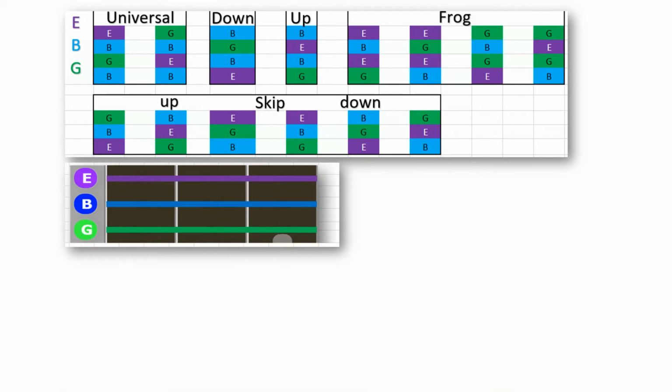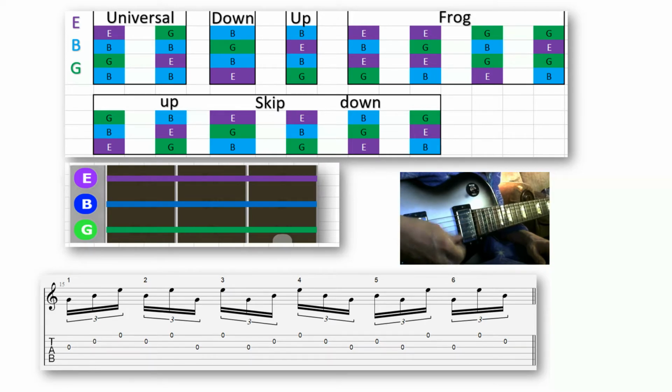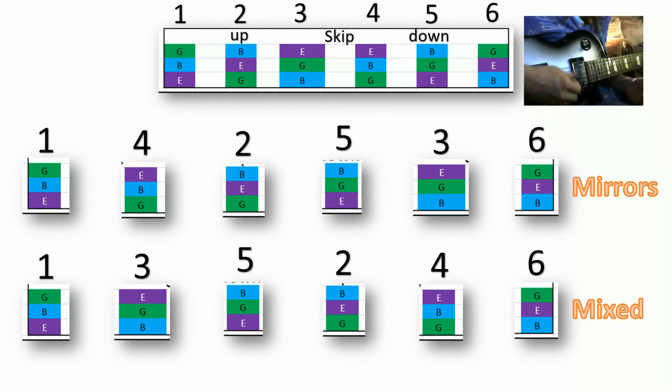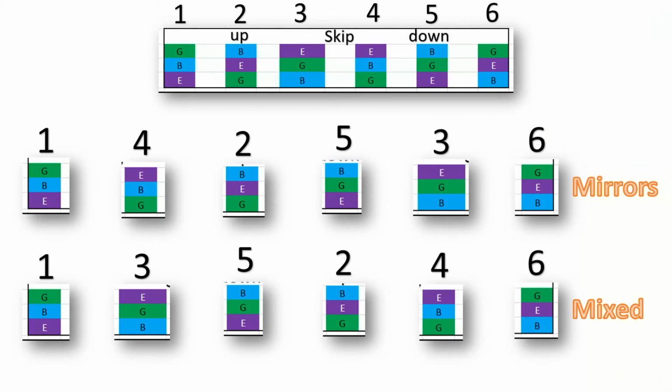After I was familiar with each of these 3-note patterns, I started finding ways to glue them together. The first obvious choice was playing them in order, which creates this interesting pattern. Next, I grouped the mirrors of each pattern together like so. This final pattern is more mixed up, traveling in the order 1, 3, 5, 2, 4, 6.